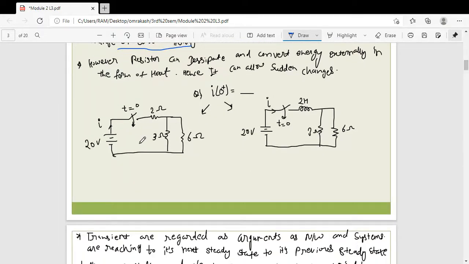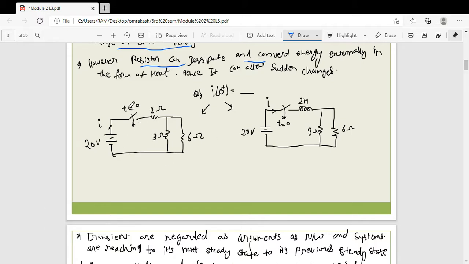Now see one example here. When we talk about the resistor, it dissipates energy in the form of heat. It means you can do any switching operation, but there is no change in the resistance parameter. Okay, so now see there is one example I am taking here.